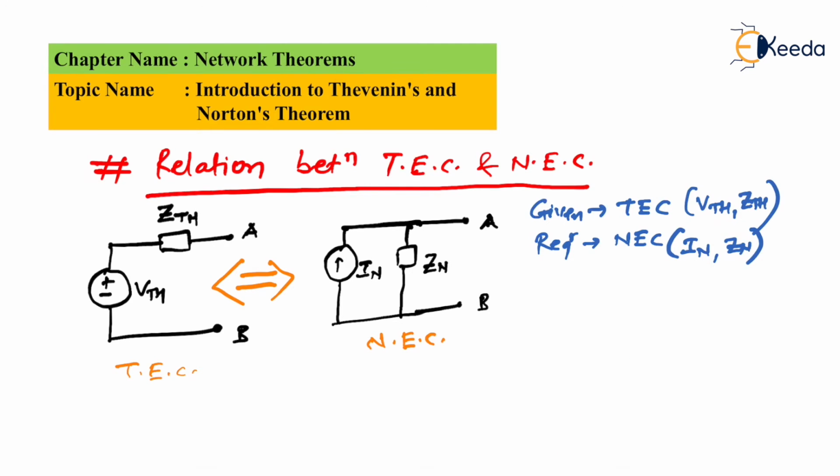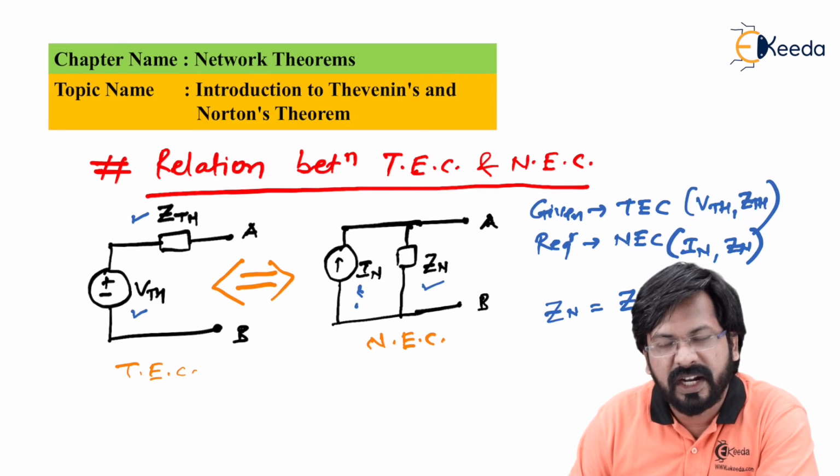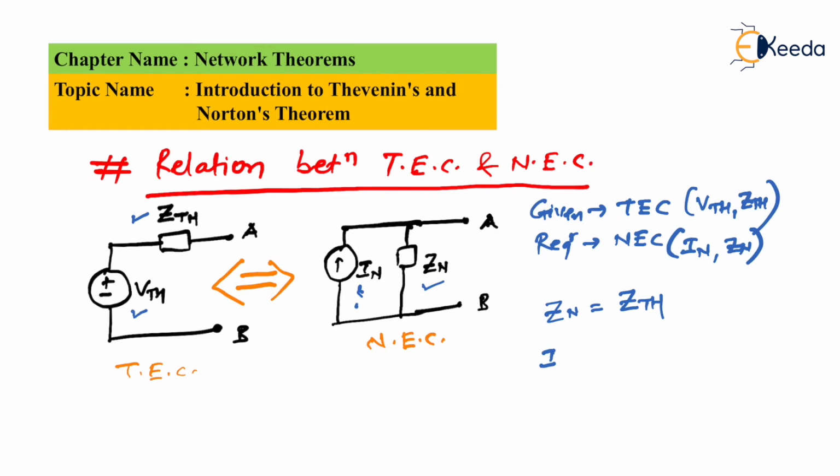So the first relation is, whatever the value that you get for ZTH, the same value is Zn. So Zn is always simply ZTH. Whereas now see, Zn is already known to you, the question mark is IN. But we shouldn't forget two values are given to us, that is VTH and ZTH. Suppose VTH upon ZTH, if we do that according to Ohm's law, is going to give me some current. That is, by Ohm's law we know that current is equal to V by Z.